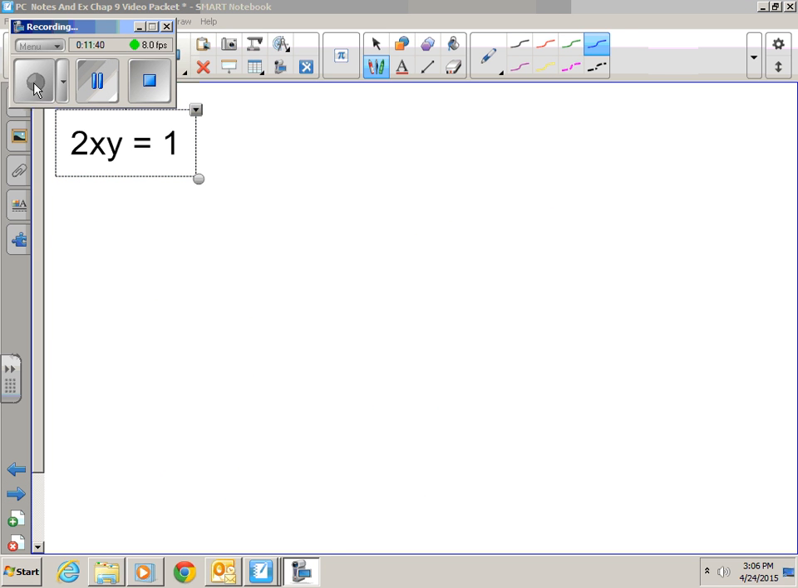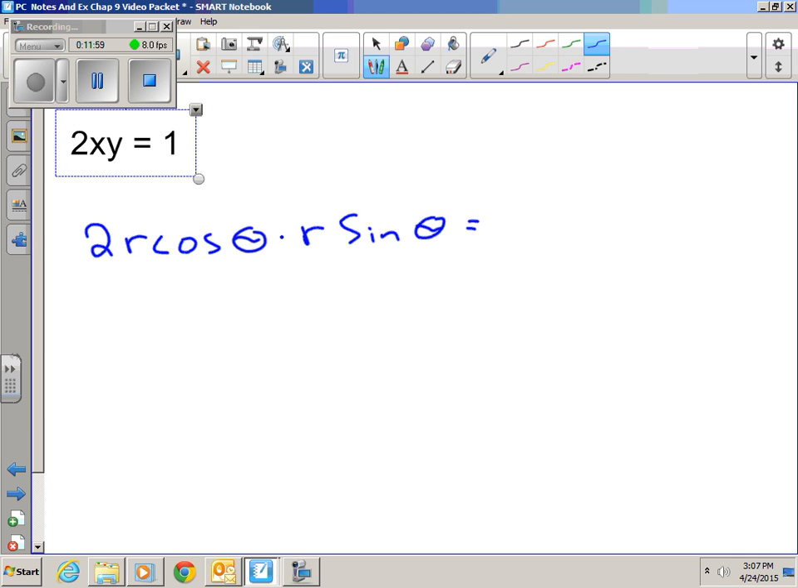Okay, this equation right here is going to be a hyperbola. But let's write this in polar coordinates, in the polar equation. So this is going to be 2x, which is r cosine theta, times y, which is r sine theta, is equal to 1. I'm going to factor out the r from both of these factors. So I have r squared times 2 cos theta sine theta is equal to 1.